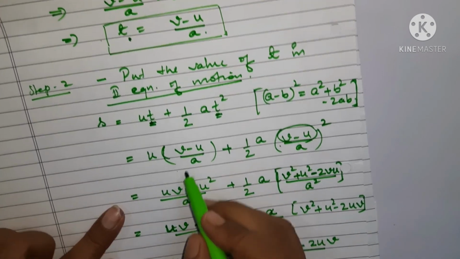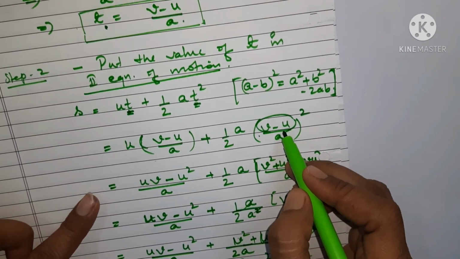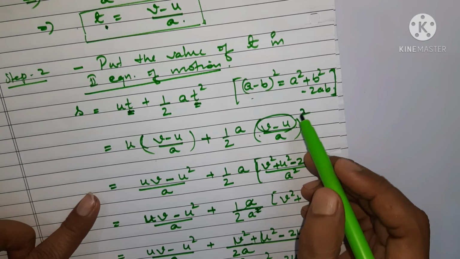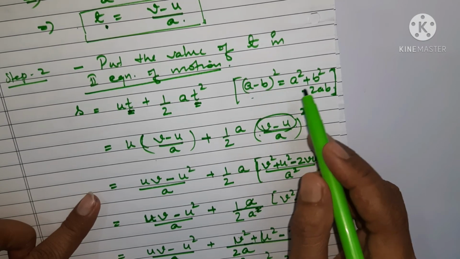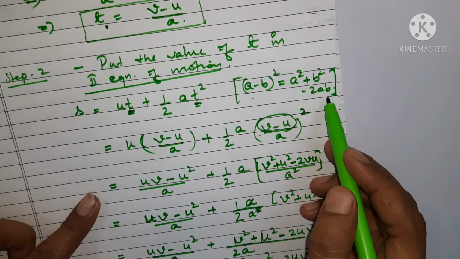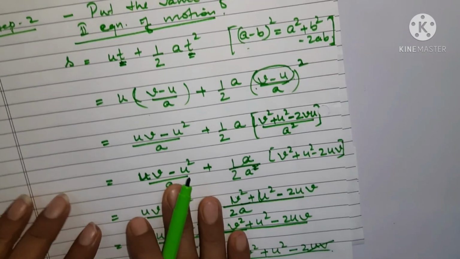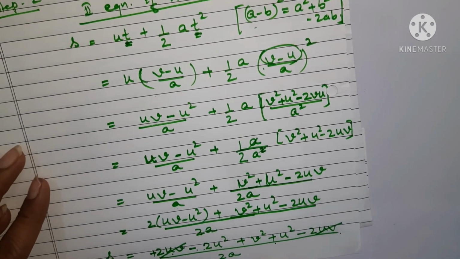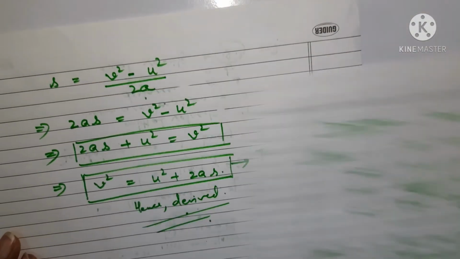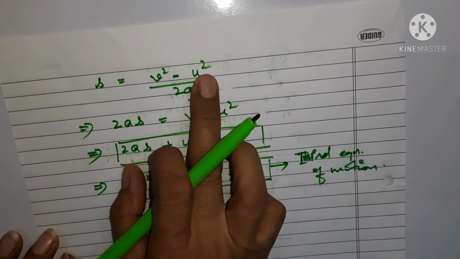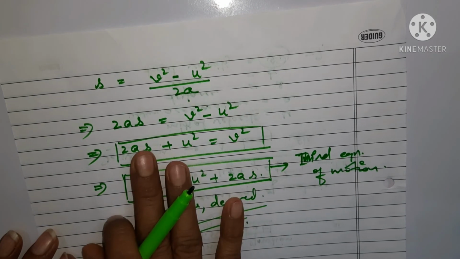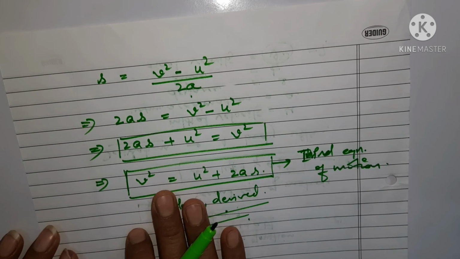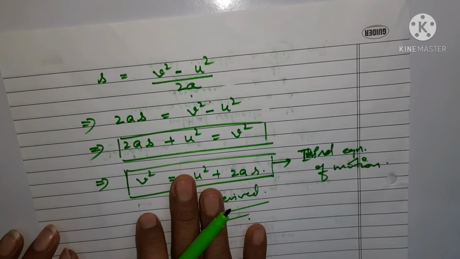Just solve it. After opening the bracket, you can see we have used the mathematical identity of (a minus b) whole square, because it is squared here. So we open it with the help of this identity, a square plus b square minus 2ab. Once you open it, after calculations, after LCM, and after cancellations, we are finally getting S is equal to v square minus u square upon 2a. After further calculations, we get our final derivation. Understood? So all the three derivations are done here.